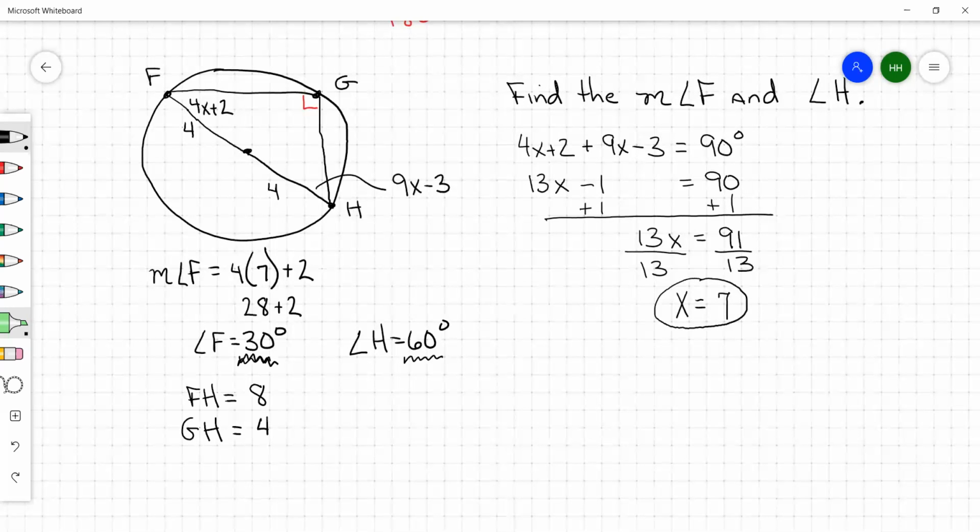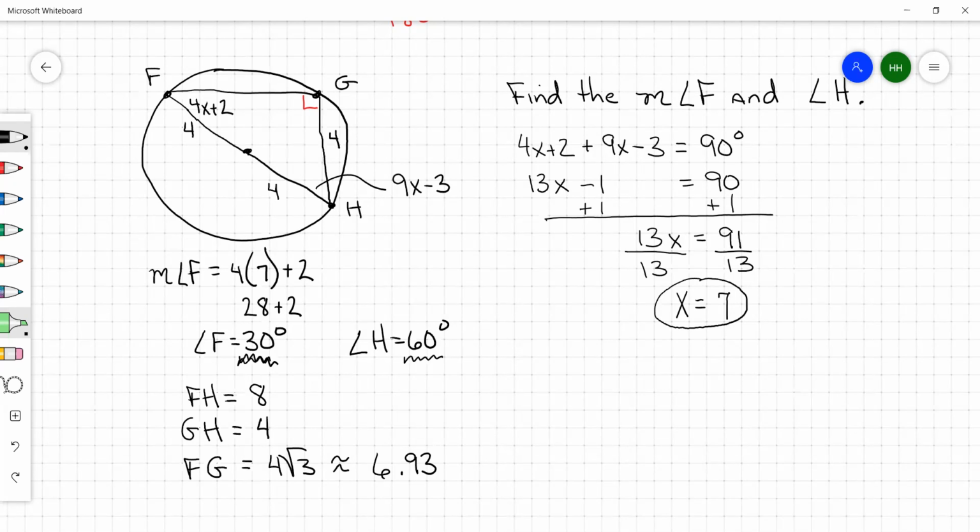So how far is it from G to H? 4. So now we can also find F to G. All right, and if G to H is 4, what's the relationship between the short leg and the long leg of a 30, 60, 90? Oh, I am so impressed. It's times square root of 3. It's the square root of 3 times bigger. So F to G is going to be equal to 4 radical 3, or, say it again, 6.93. Very good.